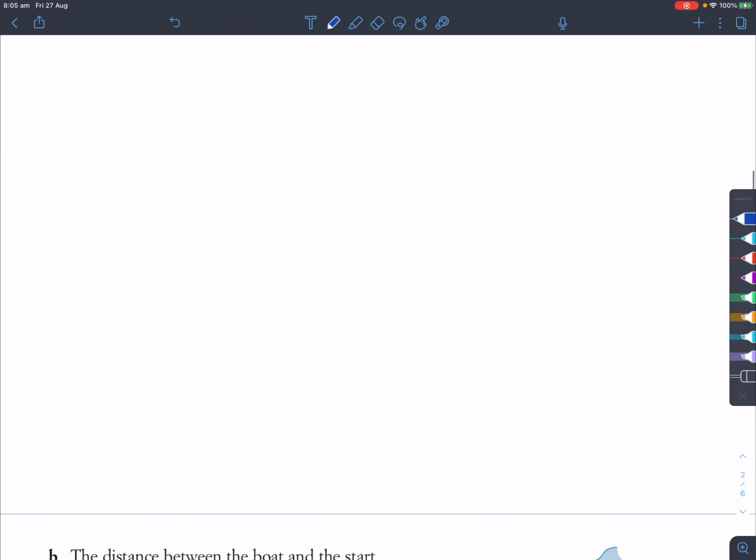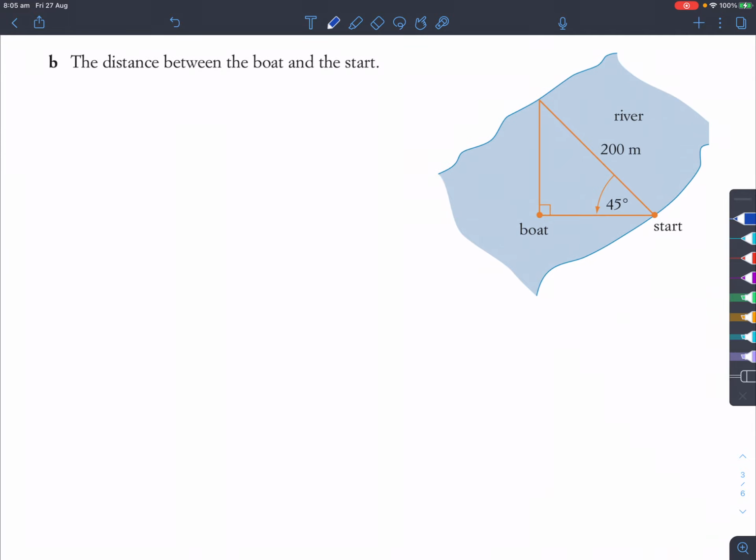Moving on. Question B. Let's find the distance between the boat and the start. So that means we're finding this distance here, which again we'll call x. That length there, which is right between the 90-degree angle and the 45 degrees, is our adjacent edge to both the angles, so we'll call that A. And our hypotenuse is right opposite the 90-degree angle, which we'll call H, like that.